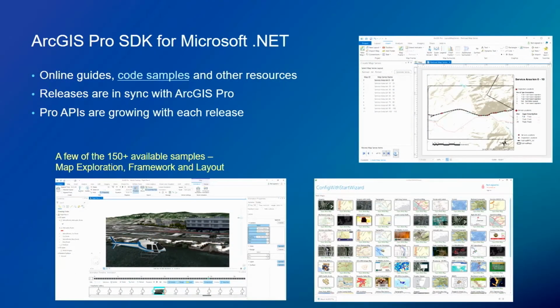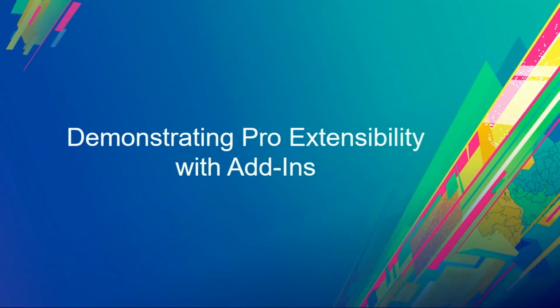All right, so, and as always, we have online guides, a number of samples. We have over 150 samples now that you can take and try and integrate with your own code. And all of our releases for the Pro SDK are in sync with ArcGIS Pro. So we just came out with 2.3 back in January, and these APIs, again, are growing with each release. All right, so just a little bit of background there. Let's get into the demonstrations.